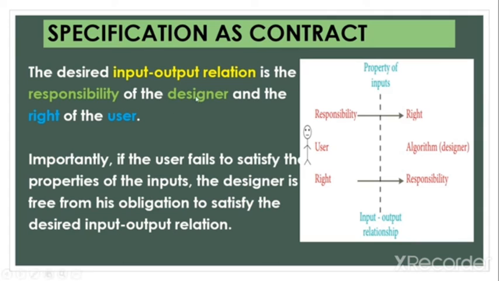So the desired input-output relation is the responsibility of the designer and the right of the user here. If the user fails to satisfy the property of the input, the designer is free from his obligation to satisfy the desired input-output relation.